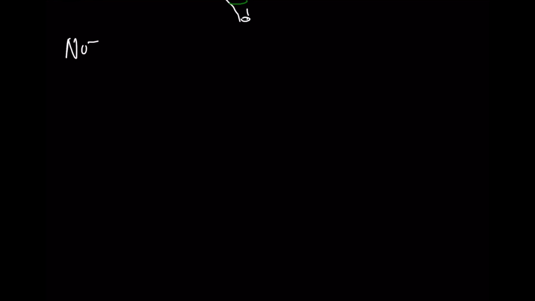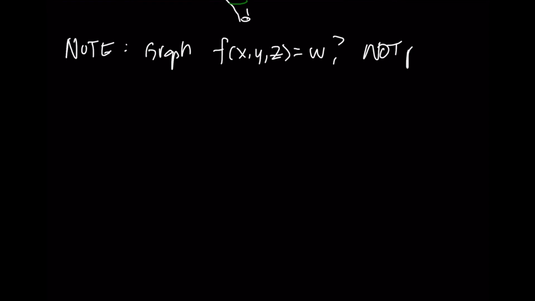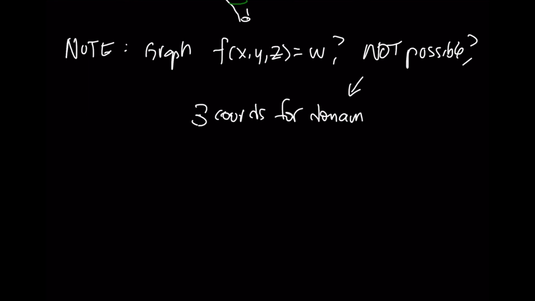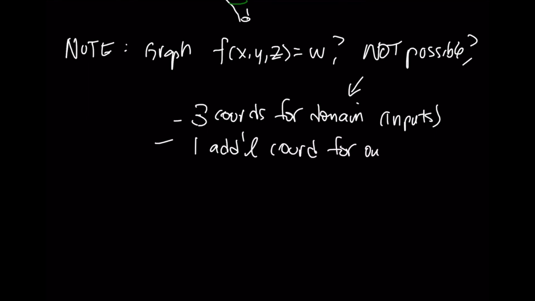Now, finally, we can't graph a function of 3 variables. It's not possible. Why? We need 3 coordinates for the domain, the inputs, but we need 1 additional spatial coordinate for the output. And that means we need 4D coordinates. Humans can't see in 4 spatial dimensions. It's unfortunate, but we are stuck.